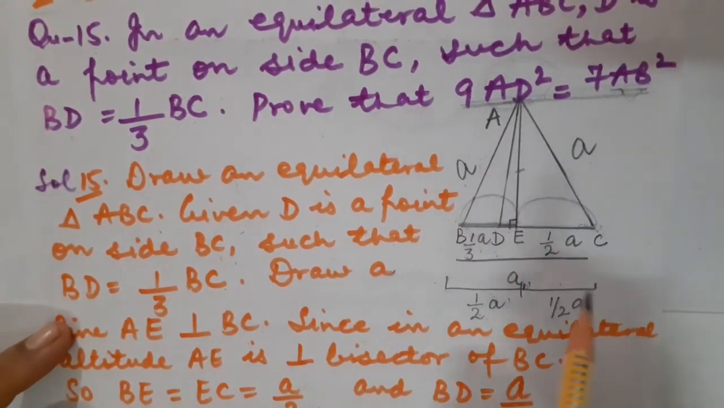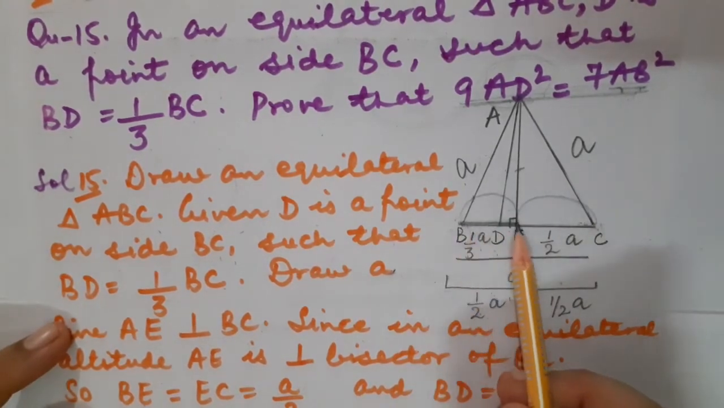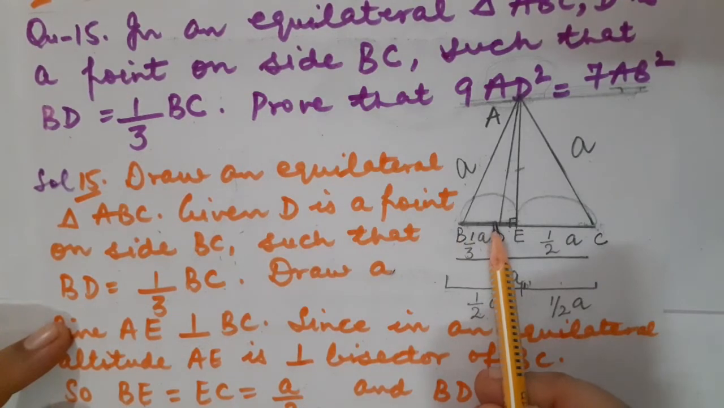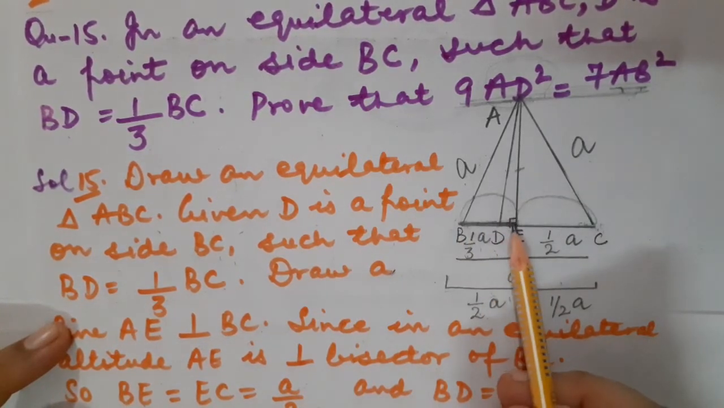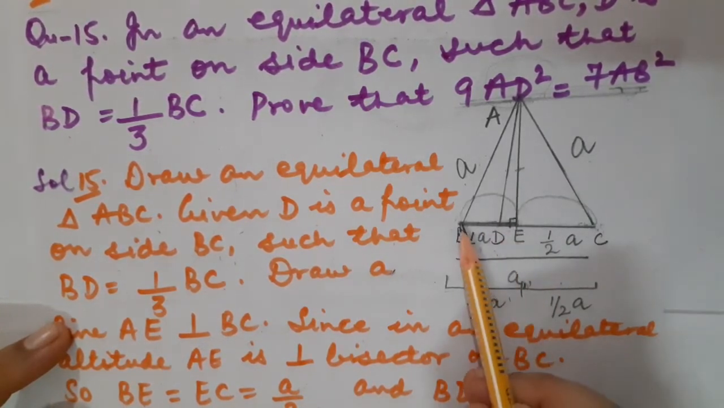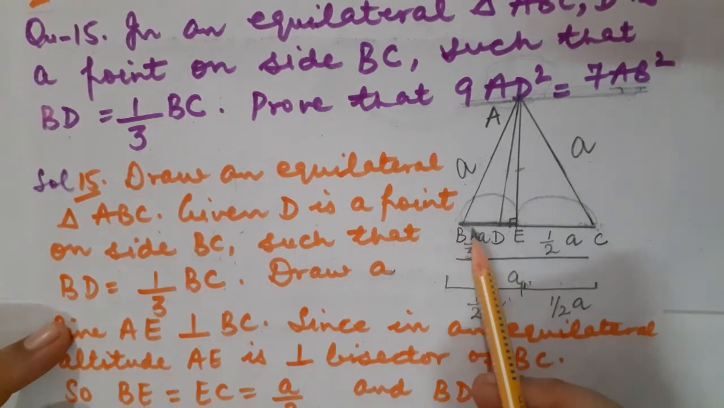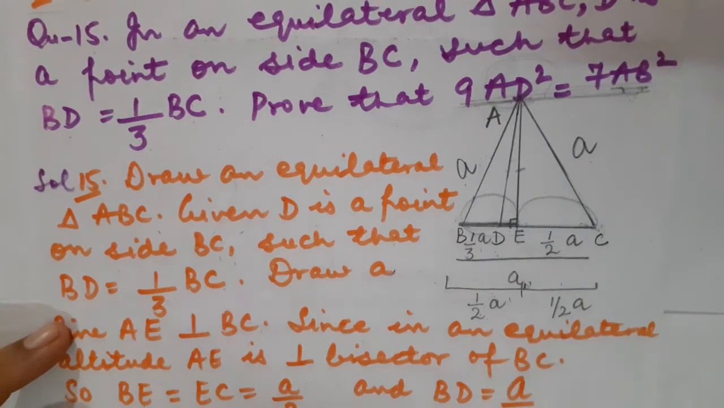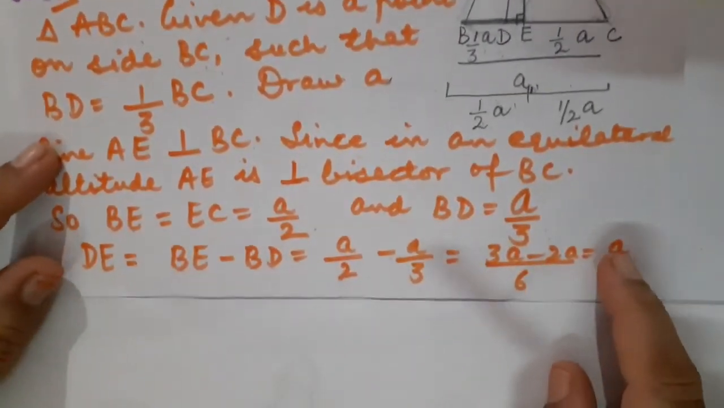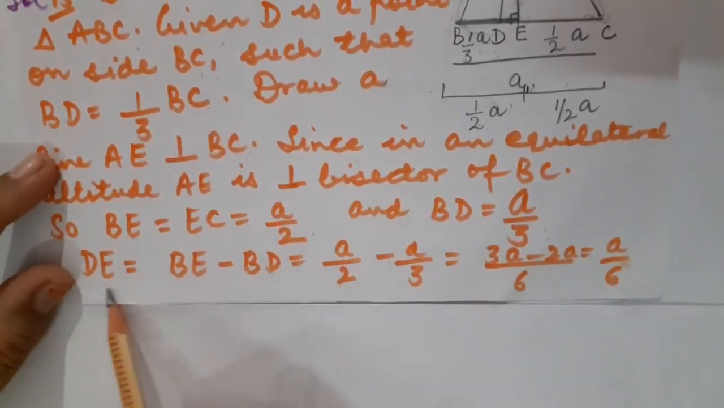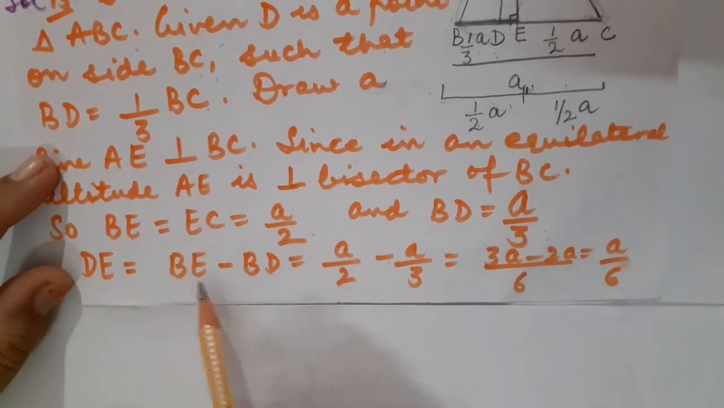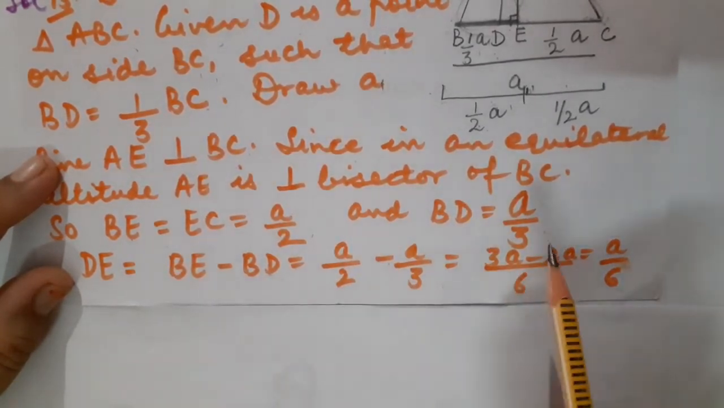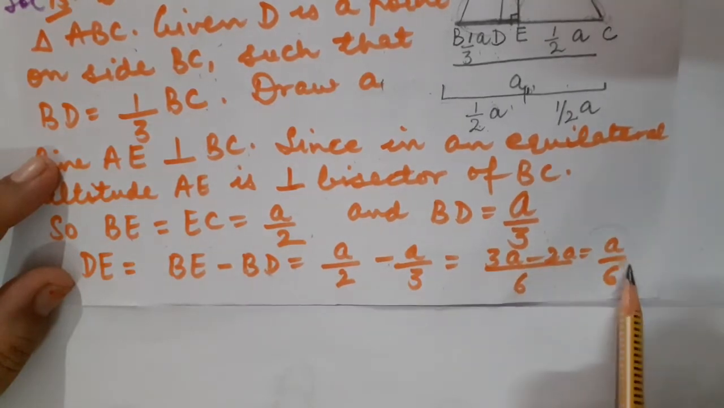So children, now be focused. If this complete BE is A by 2 and BD is A by 3, then can I calculate DE? How? It will be BE minus BD, that is A by 2 minus A by 3. Have a look. DE is equal to BE minus BD, that is A by 2 minus A by 3. While taking LCM, I have got A by 6.